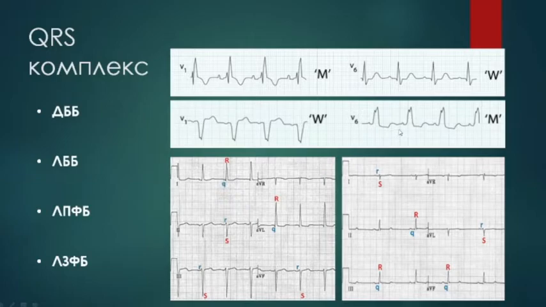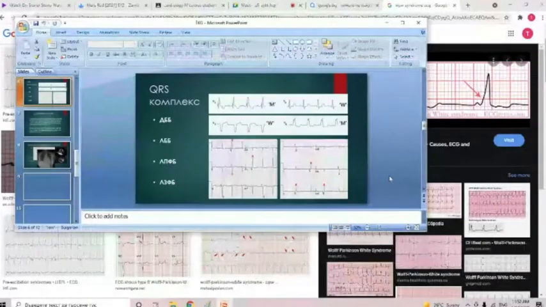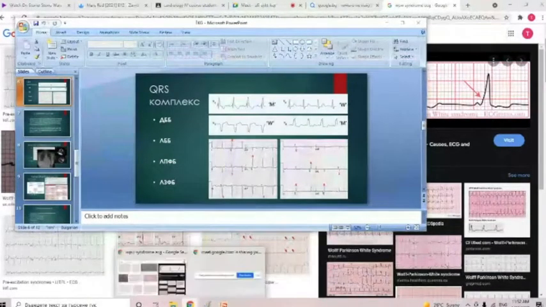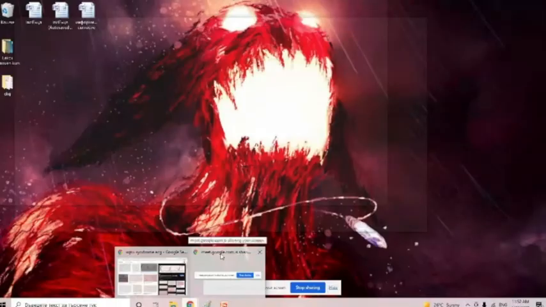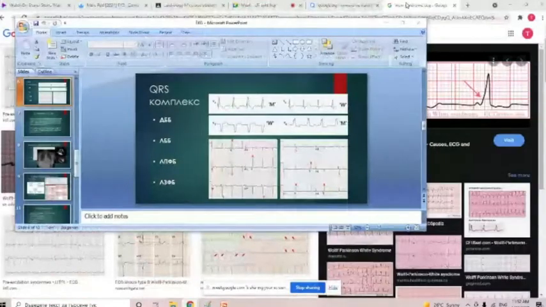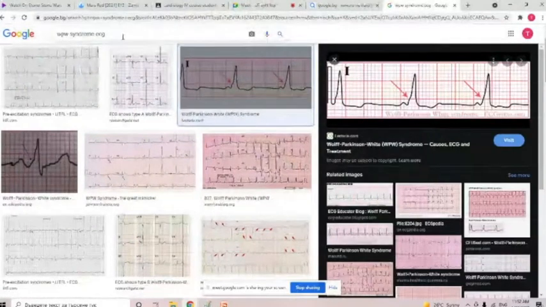Could you show us a couple more examples if that would not be too much trouble? No, not really. I just have to write left bundle branch block here, and they are going to look.